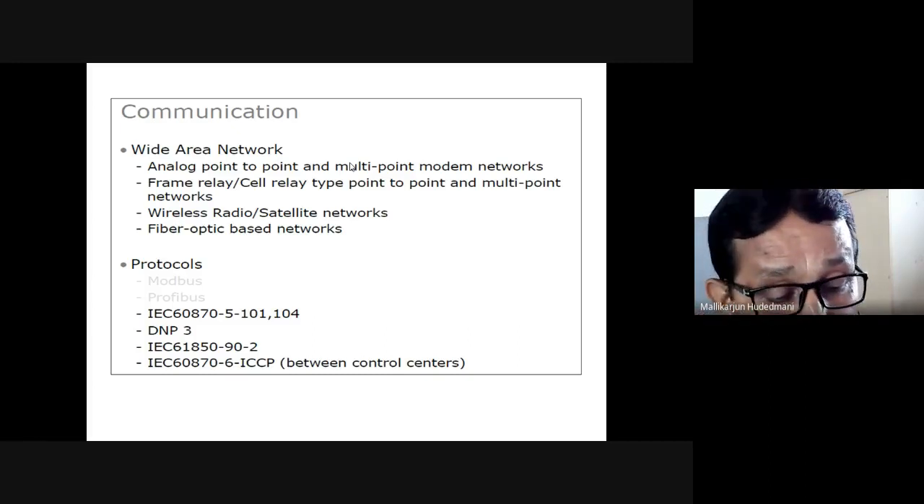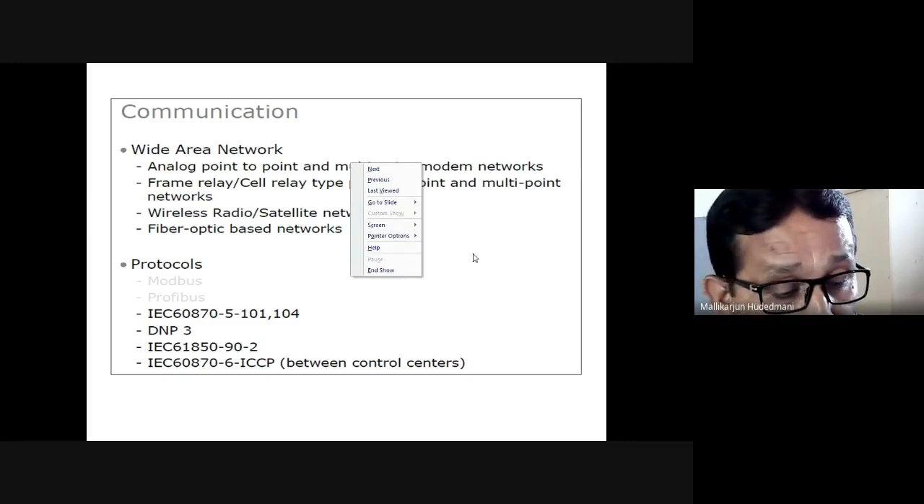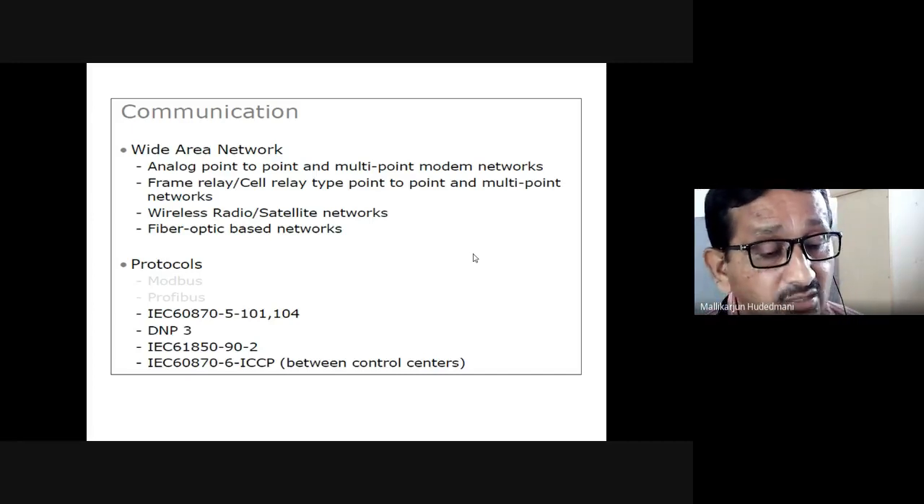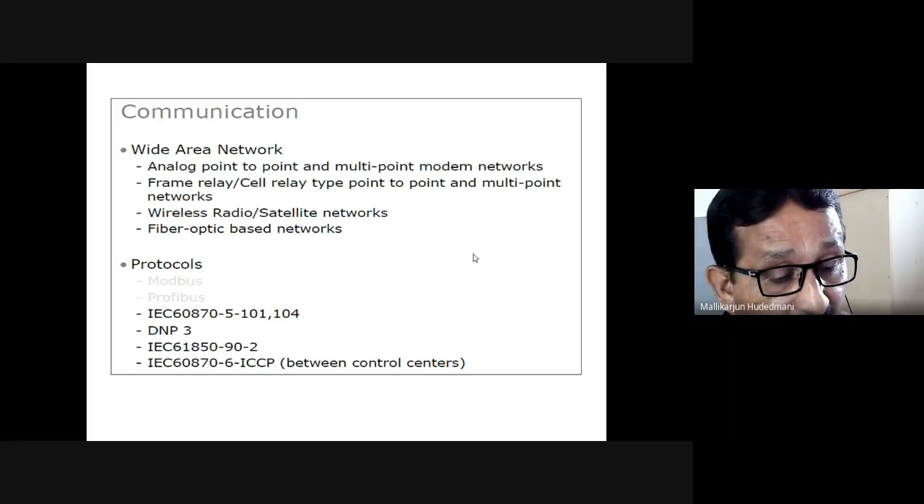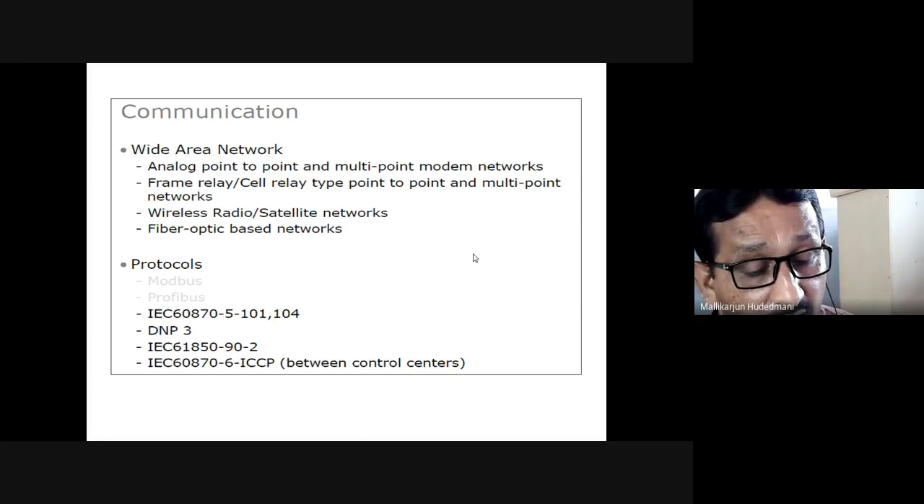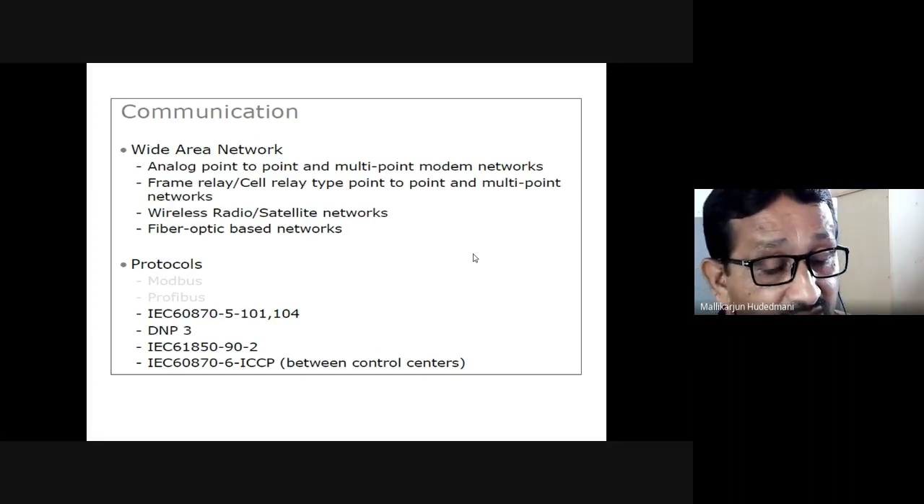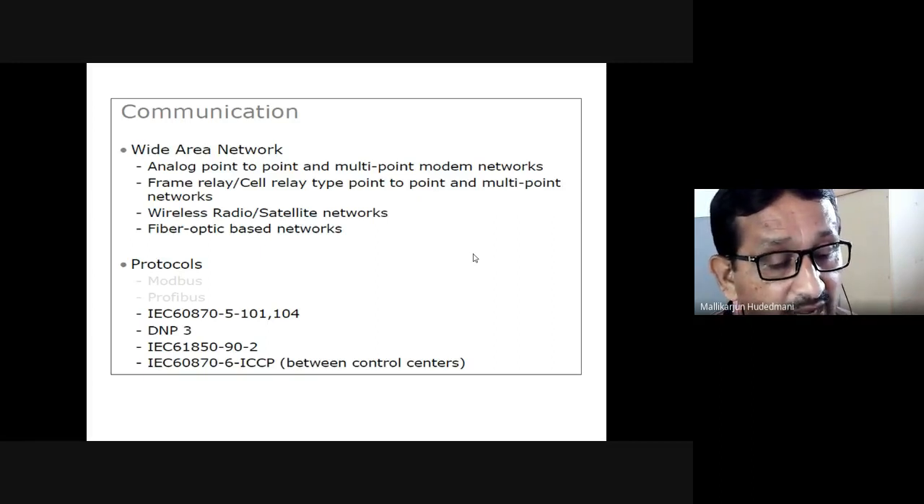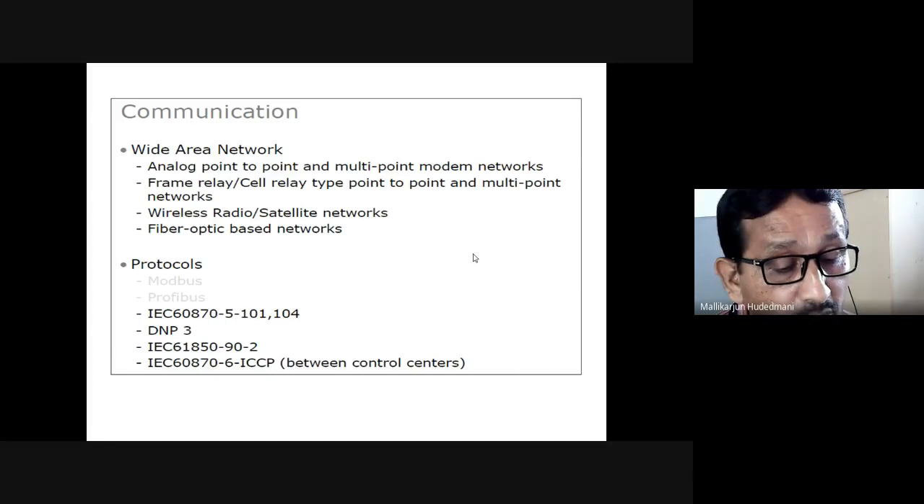So there are so many protocols identified in this mode, one being Modbus. I will list them one by one later. Modicon's development, Modbus. Profibus, Professional Field Interface Bus. Then IEC, International Electrotechnical Commission, IEC 60870-5-101, maybe 101 or 104. These are the communication standards defined from the international perspective. And Distributed Network Protocol 3.